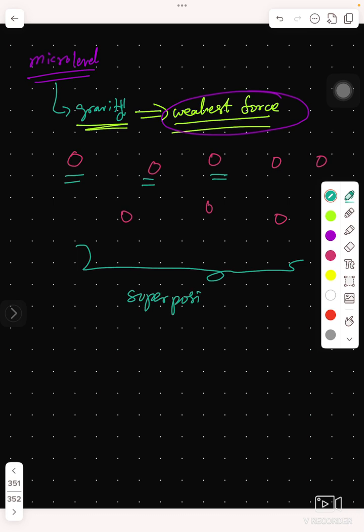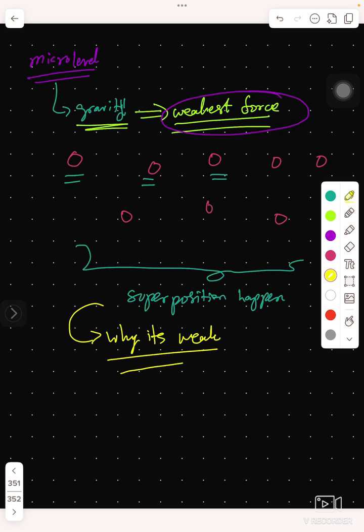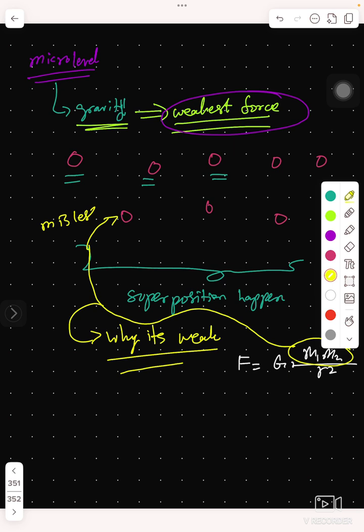Superposition happening. And why is it weak? I think you might know the answer already. Yes, the answer is in the equation. The mass is so small, it's in nanometers, it's at nano level. So this force is literally negligible.